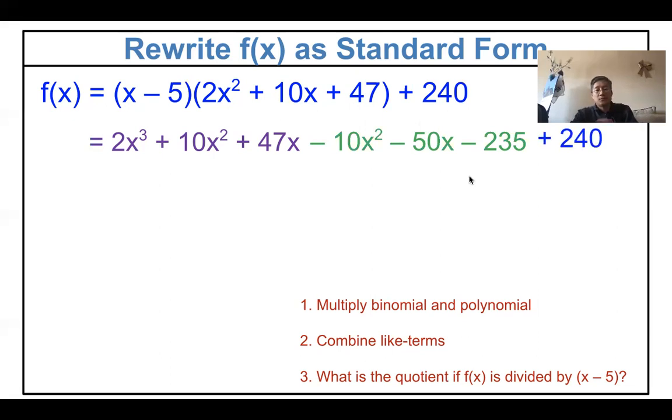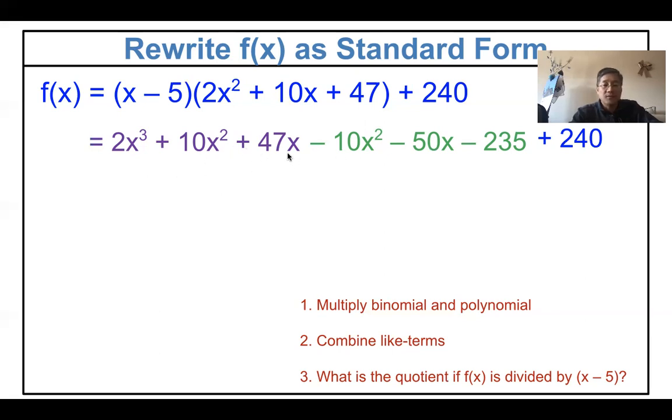Now we finished multiplying everything. So what should we do? We combine like terms, right? To rewrite as a standard form, we should combine like terms. So do we have a 2x cubed? Any other x cubed? No, we have only one. So nothing to do with x cubed. How about x squared? Here's 10x squared minus 10x squared. What happened? They cancel each other. There's no more x squared. So we have a 2x cubed, but 0x squared, you don't need to write down.